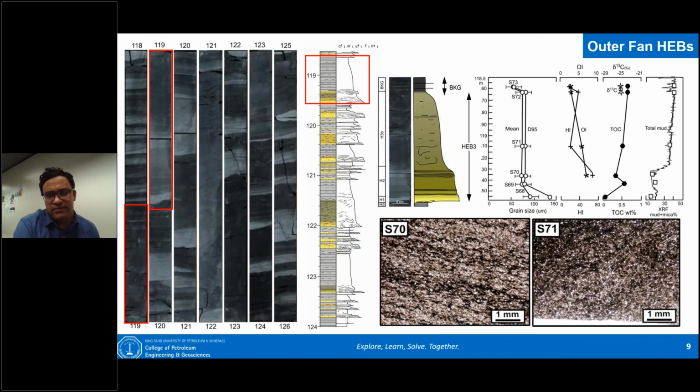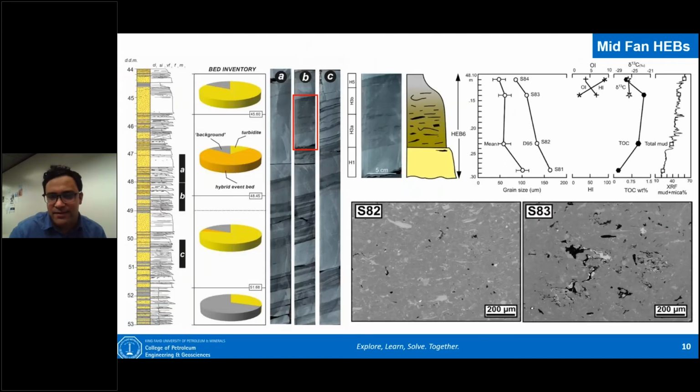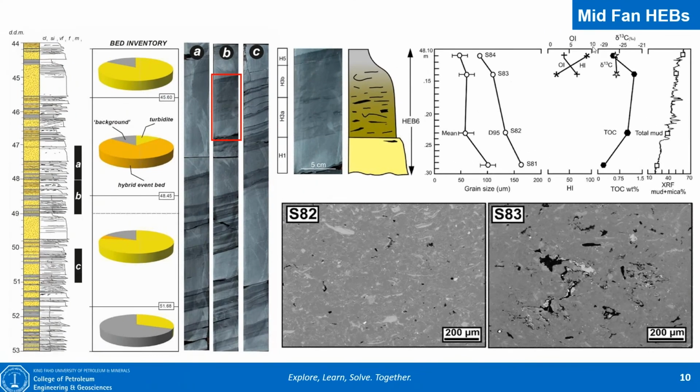Further up in the system, where we have thinner hybrid event beds with a thinner H1 division and more expanded mudstone caps, the trend is more or less similar. Very thin H1 divisions, and then organic carbon content increases towards the top, and the organic matter remains terrestrial. Another hybrid bed from mid fan settings shows a similar trend: H1 is relatively organic clean, and H3 organic carbon content is relatively higher, increasing towards the top of the H3.